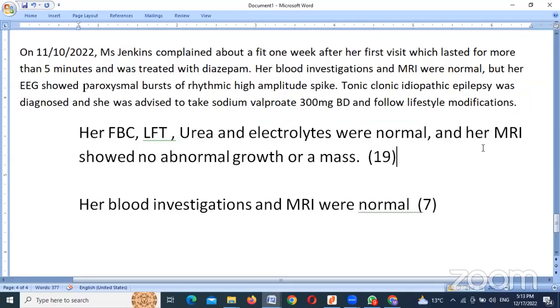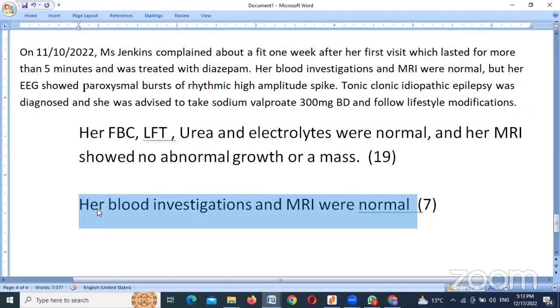Okay, anybody can tell you about sentences and tenses and this and that. You will learn from any class. There are a lot of people who can teach a lot of things, but these are the tricks that will easily help you in the real exam. Her blood investigations and MRI were normal, very easy to understand. Believe me, this is not the IELTS exam where you need to use any high level of English. In this exam, you need to make things concise, easy, and clear for the reader to understand.